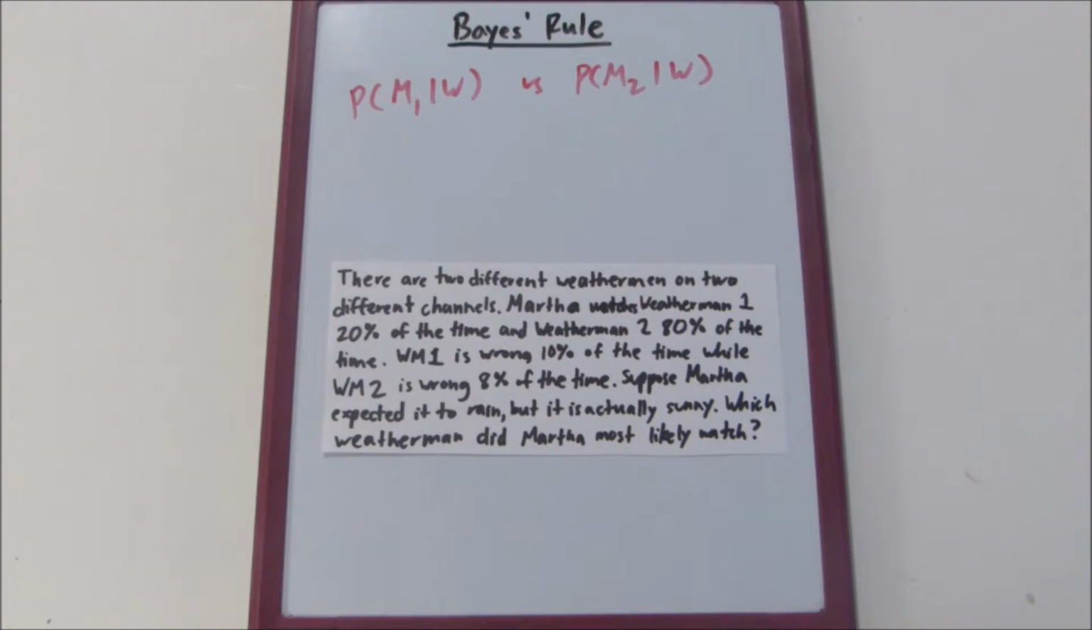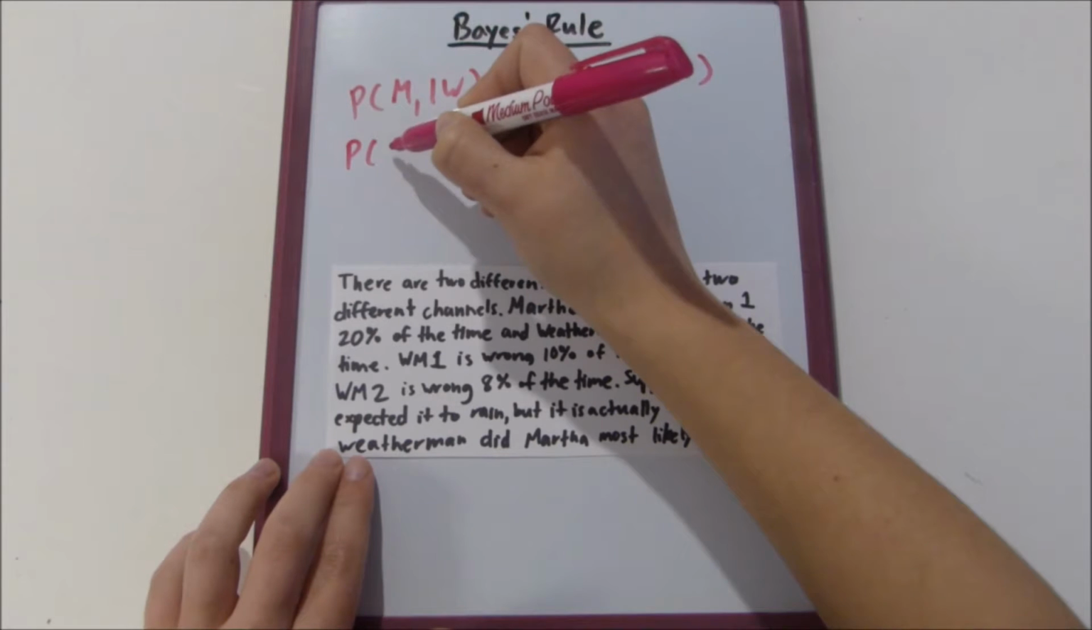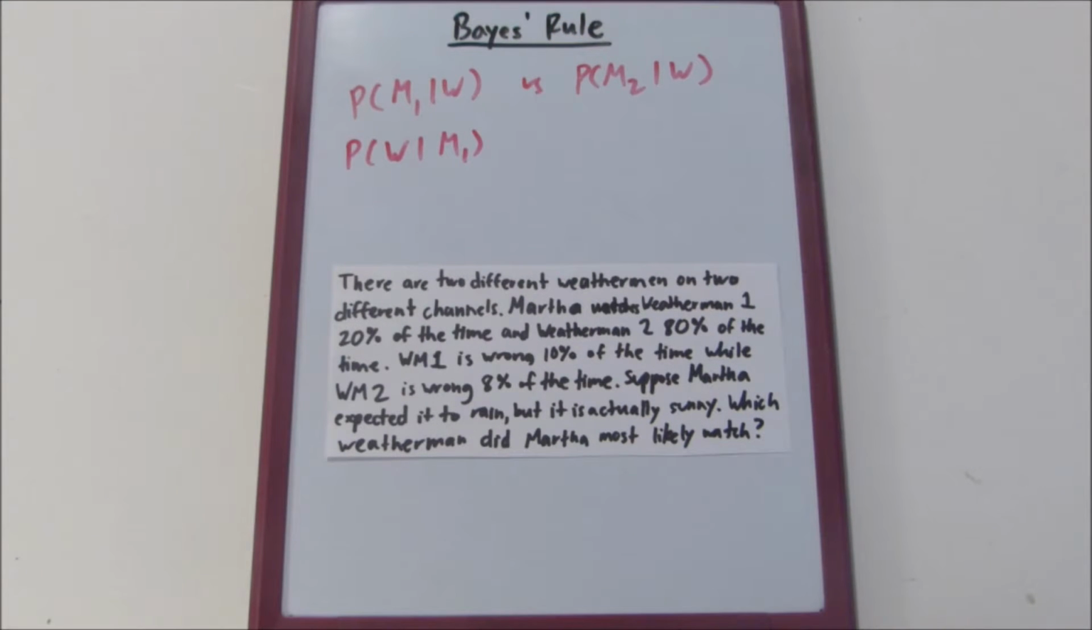Versus conditional probability problems that we might have done in the past, where we were trying to find what's the probability that the weather was predicted wrong, given that it was weatherman 1, right? So you can see the converse relationship.